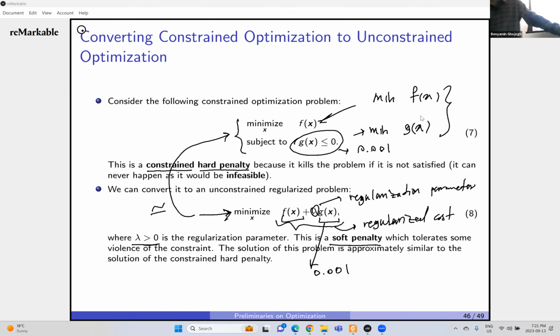Simply because in this case, g of x must be less than or equal to 0. Here it might be 0.001. And why is it a good approximation? Because you have to make g of x small. Otherwise, it will blow up the regularized objective function. Assume g of x is 10. What happens? Of course, the cost is very bad. The cost must be small. Therefore, it's a good approximation, but it's not the exact solution.